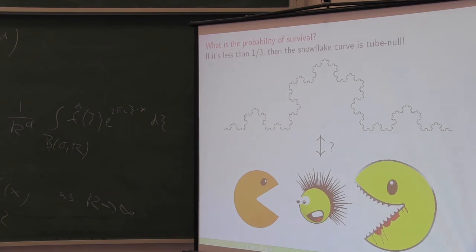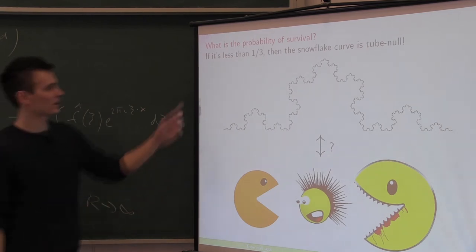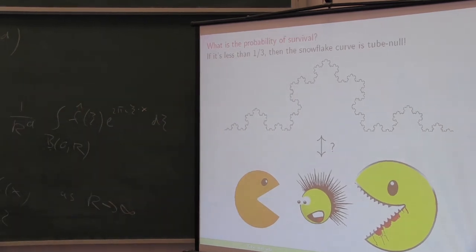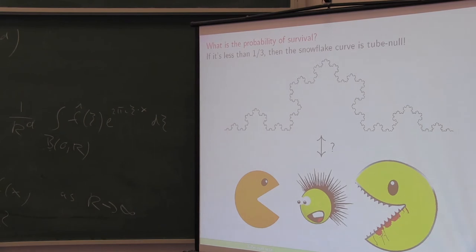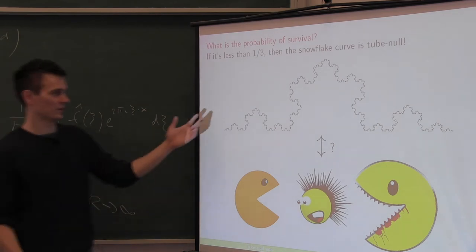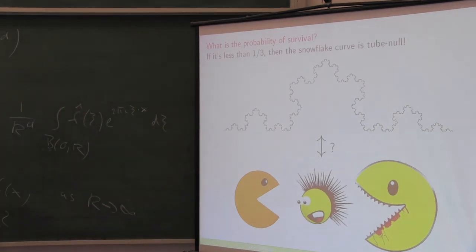So you're really talking about the expected number of guys left? Yeah, divided by n. Okay. And it turns out that it is less than 1/3. So after all the cancellations, with high probability, less than n over 3 Pac-Man will survive, which will prove that the snowflake curve can be covered efficiently using strips.